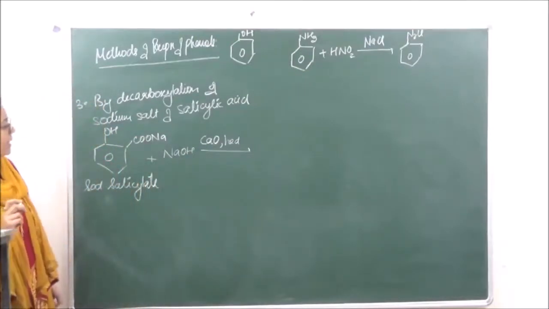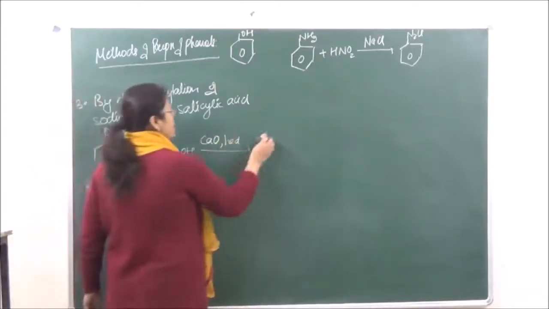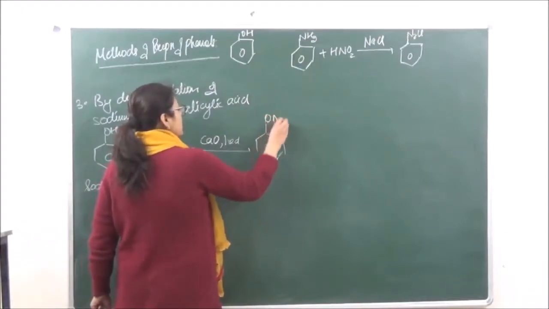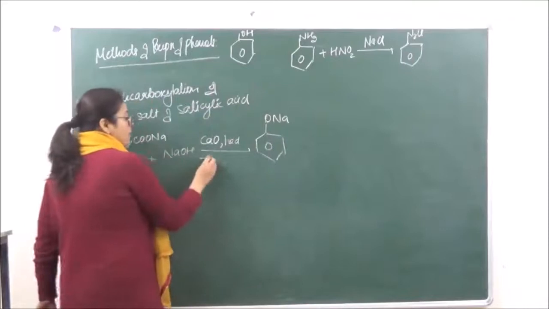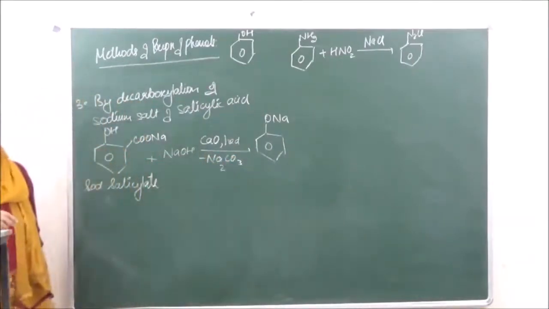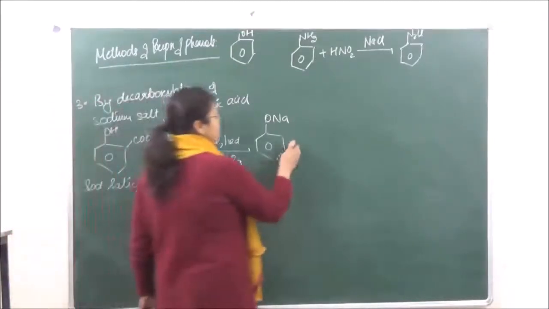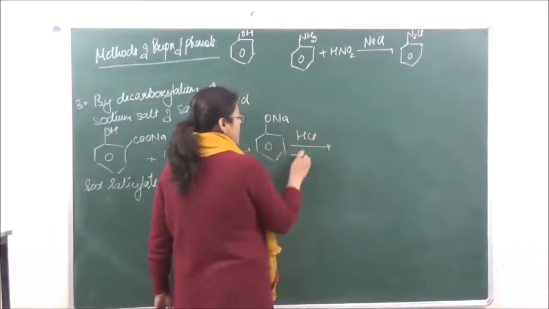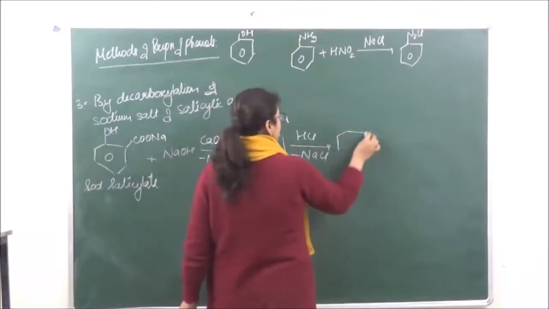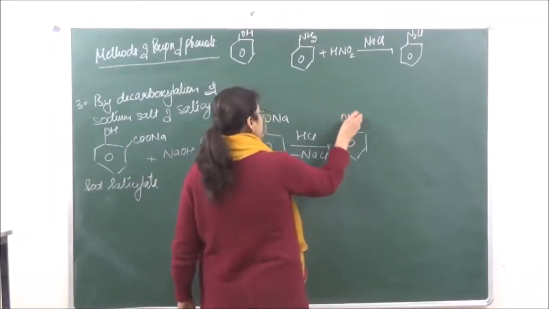Okay. Now when Na2CO3 is removed from here, then we are going to get sodium phenoxide minus Na2CO3. This sodium phenoxide is then going to be reacted with HCl, minus NaCl, to give us phenol.